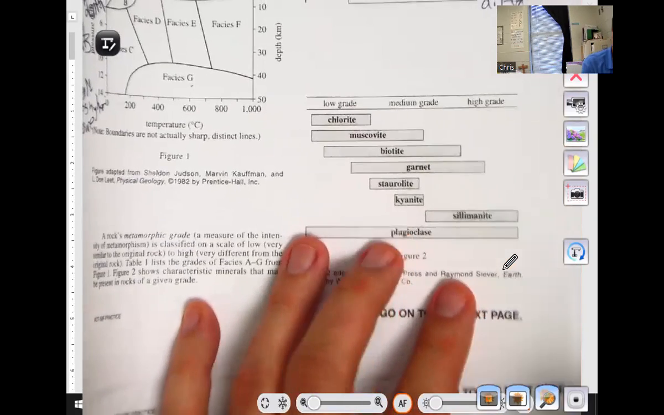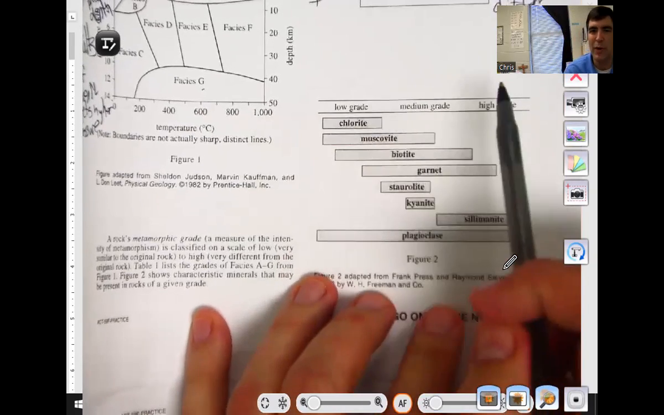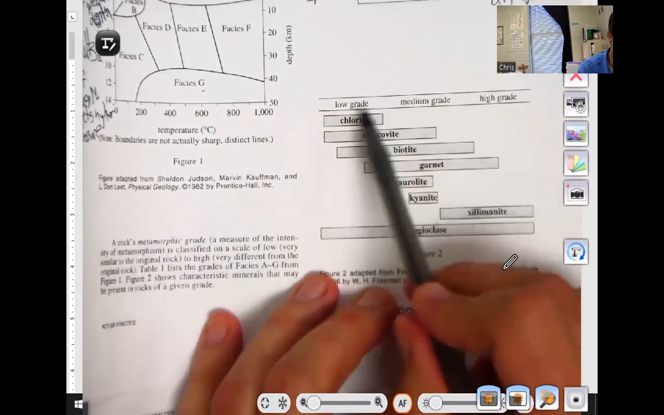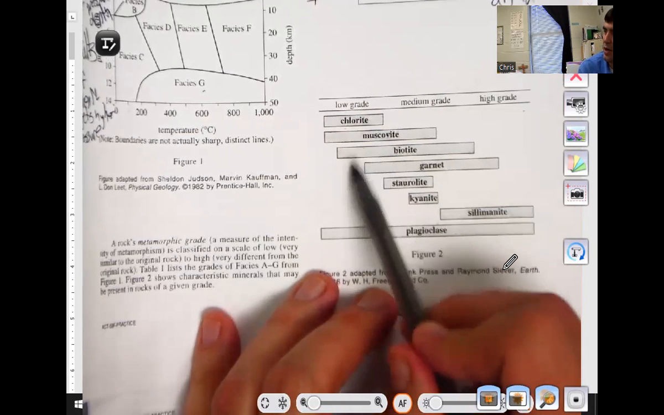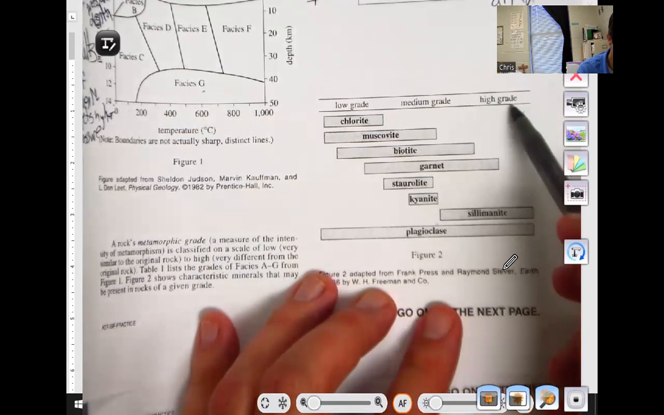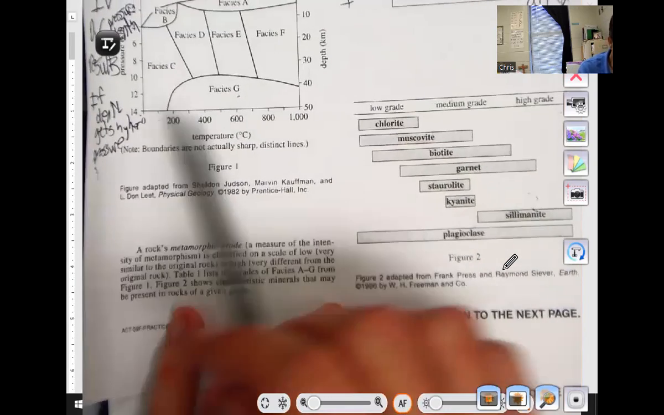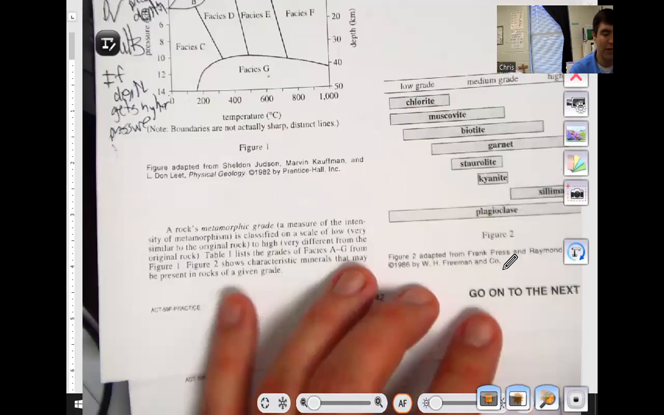All right, the next thing here. What is the scale? This is kind of a sliding graph scale. What is it showing right here? It's showing the different grades. The ones that are low grade, that means they are similar to the original rock. The ones that are high grade, they're very different. And the ones that are in all, that means they're in all different areas here. That's what we're trying to say here.